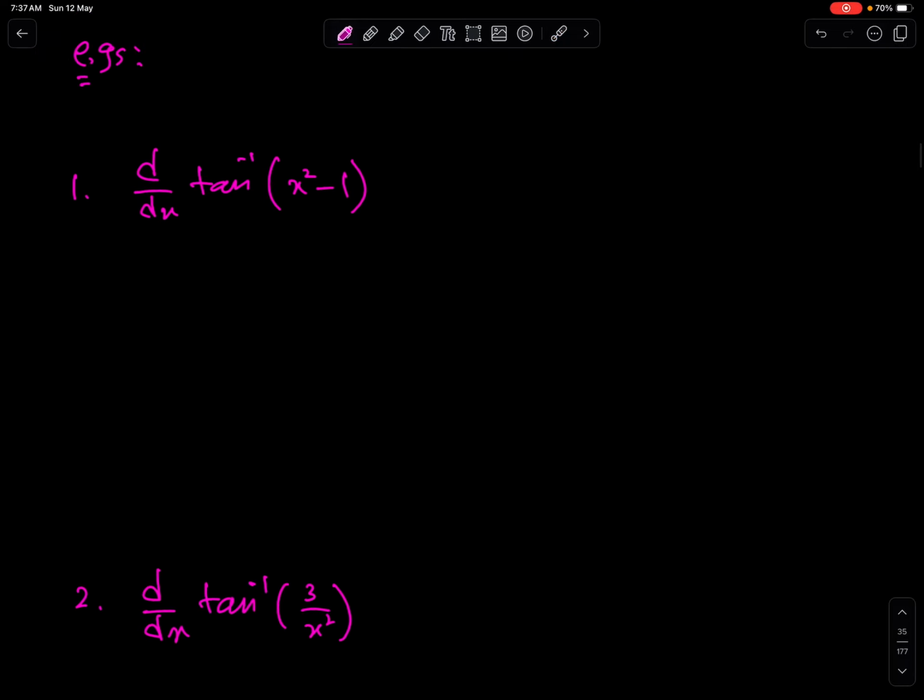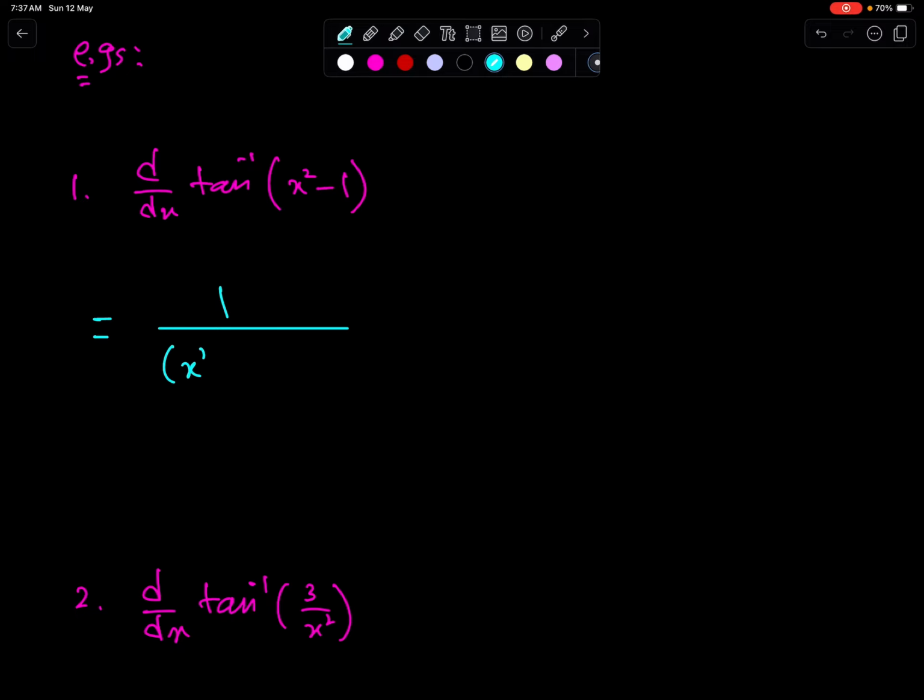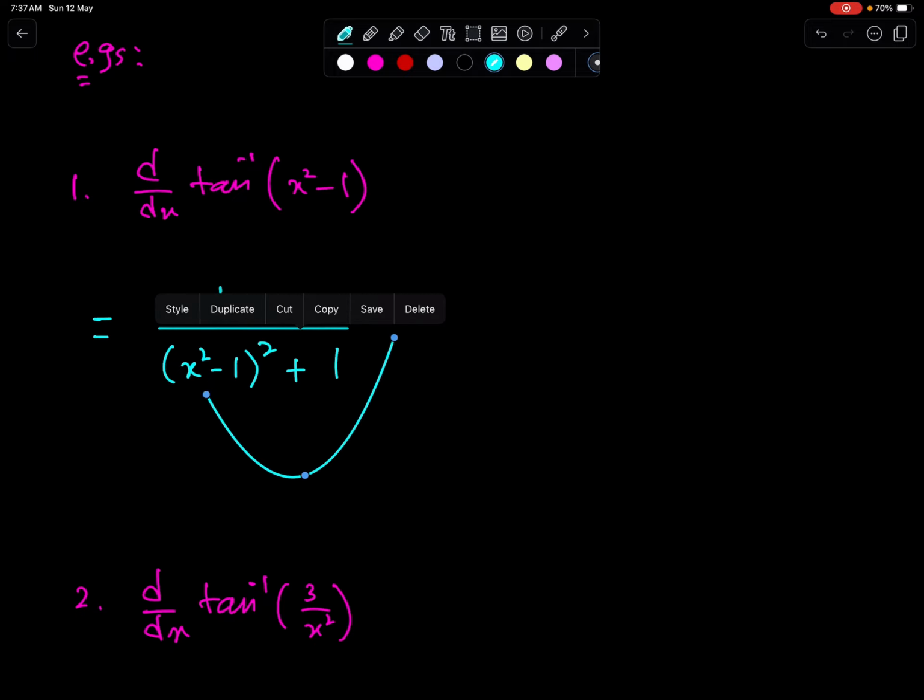For example, if we have to differentiate tan inverse x square minus 1, we need to write 1 upon square of this function, plus 1 is the part of the formula, and now multiply this whole fraction with the differential of x square minus 1, which is 2x.